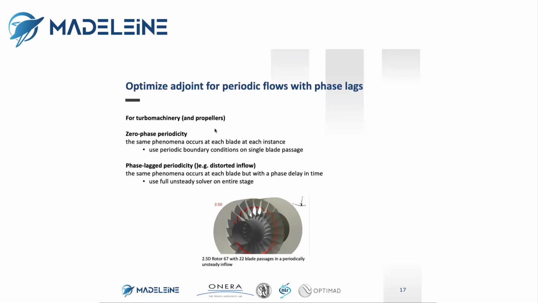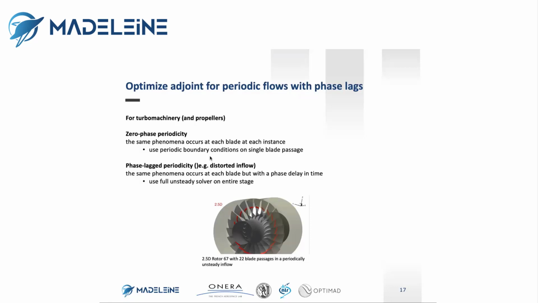So periodic flows can be categorized in two groups. One is where you have a periodicity in one blade passage that is exactly in phase with the flow of the adjacent blade passages. So what is happening in one blade passage at a certain time is exactly the same thing that is happening in the near blade passages. In this case, standard periodic boundary conditions are used both in the direct and in the adjoint solver.